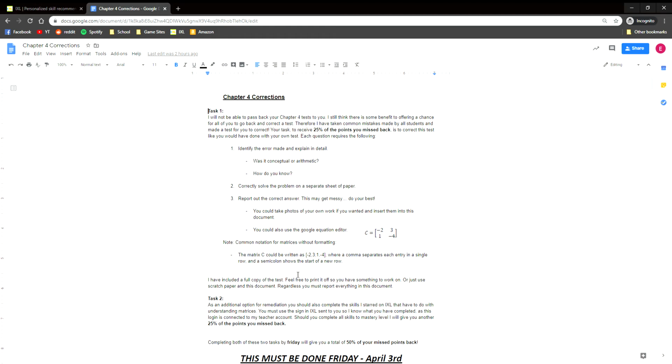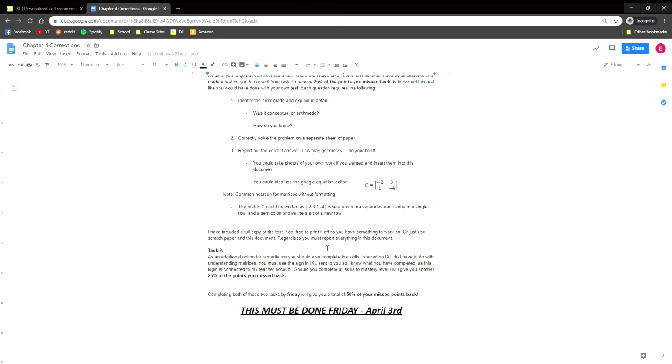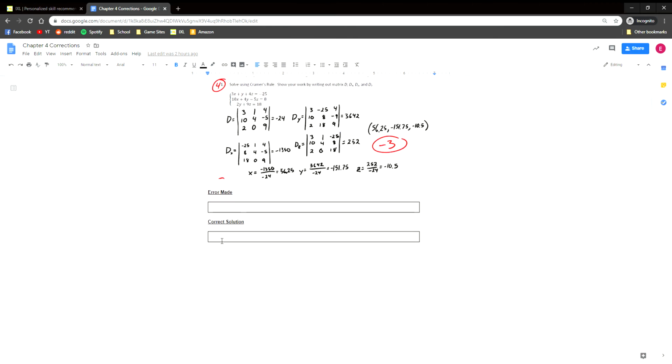This could get a little bit tricky. If you don't know how to do it, in my future office hours I'll be there to help you guys figure out how to do problems and all that kind of stuff. But the big thing is to correctly solve it. And then step 3 is to report out the correct answer, and you're going to do that in this box right here.